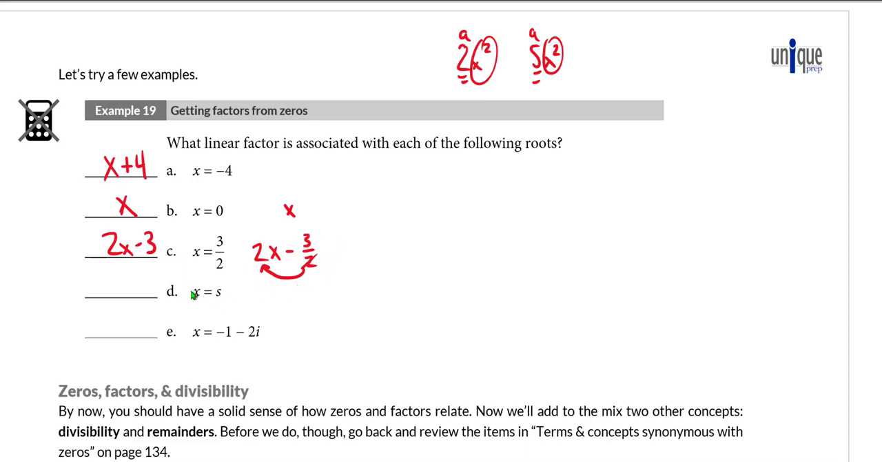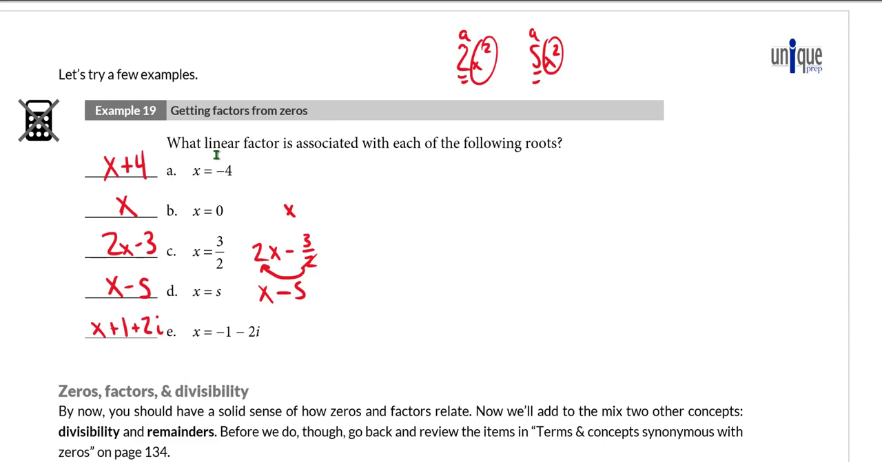In example 19d, x equals s, so again, switching the sign on the s, throwing an x in front of it, I get x minus s. With example 19e, again, flipping the sign on these guys and then throwing an x in front of them, x plus 1 plus 2i. And there is the complex factor, I suppose you would call it, associated with this 0. So that is how we move back and forth between factors and zeros.